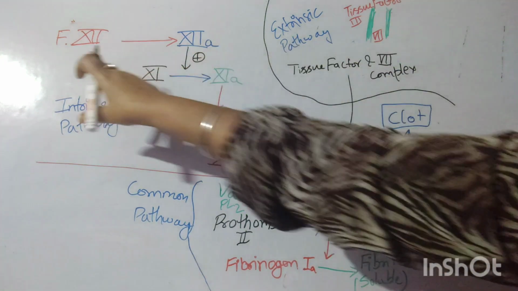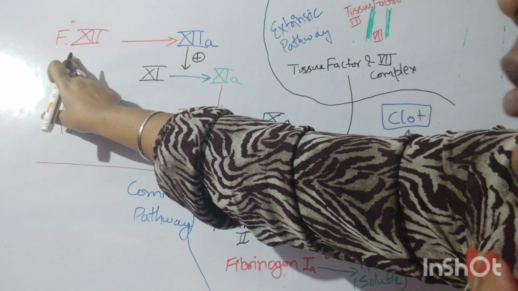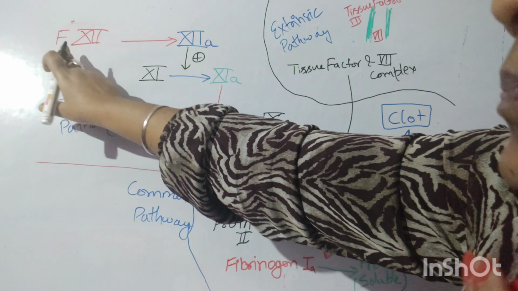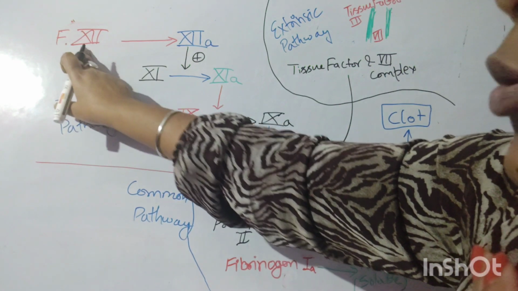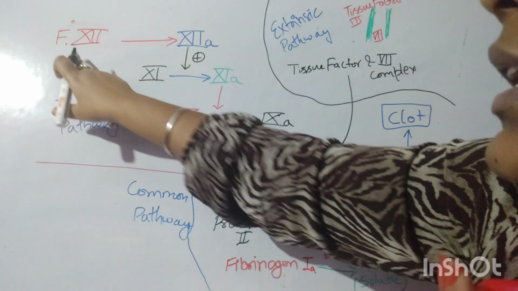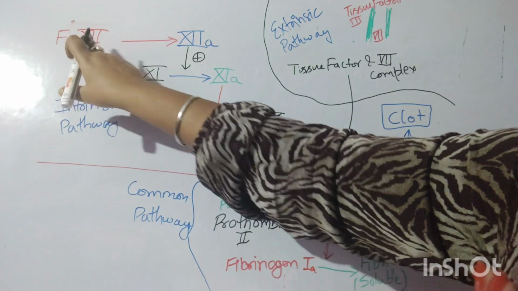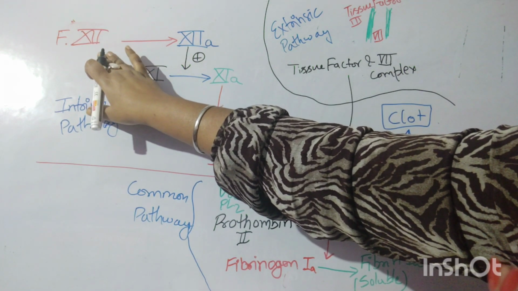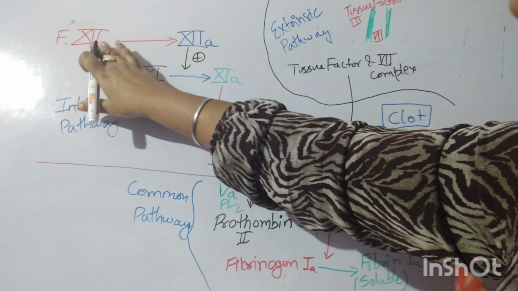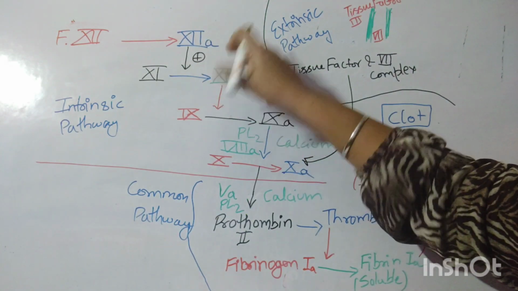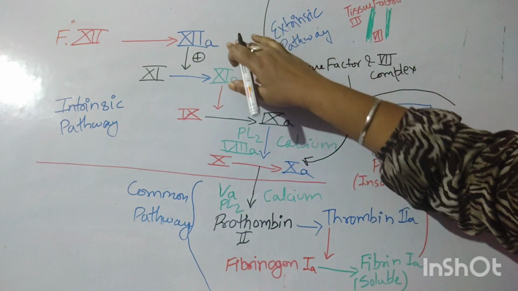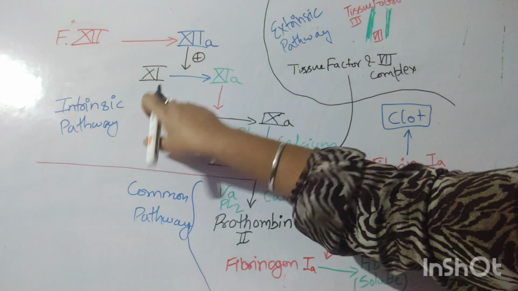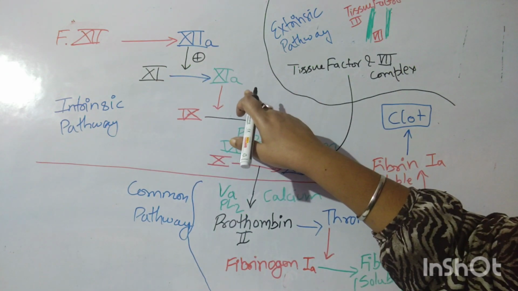What it does, it activates clotting factor 12. We have to write in Roman letters, right? Clotting factor 12 gets activated by precalciferin, and 12 activates 12A. This is the activated form. Then this 12A activates 11. 11 gets activated into 11A.